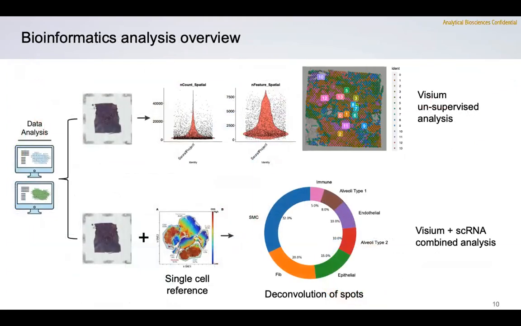Just to give you a brief overview of what we did in bioinformatics. After looking at the data quality, we performed an unsupervised machine learning method to identify the clusters in the VZM to understand how many different cell types we had in our tissue. And next step, we used a supervised learning method to understand each spot, or deconvolute the spots.